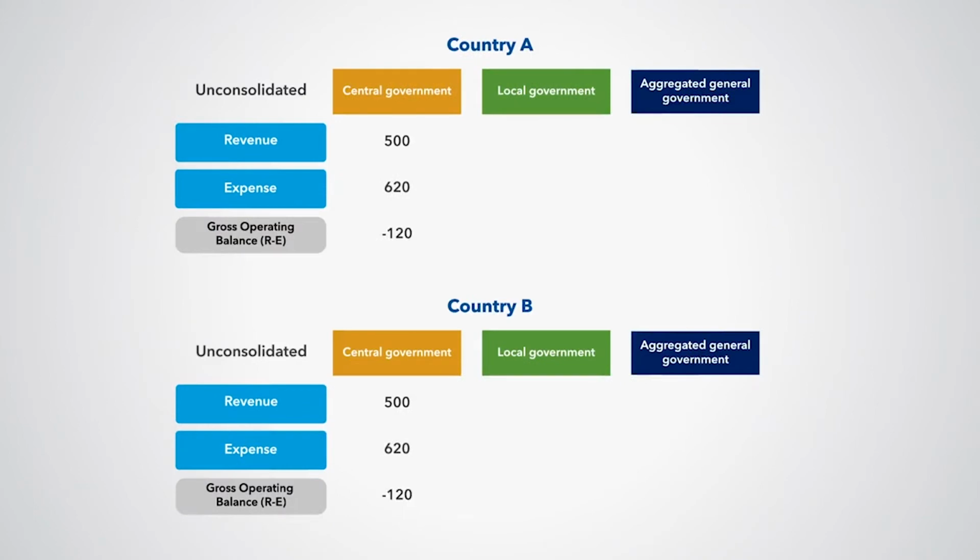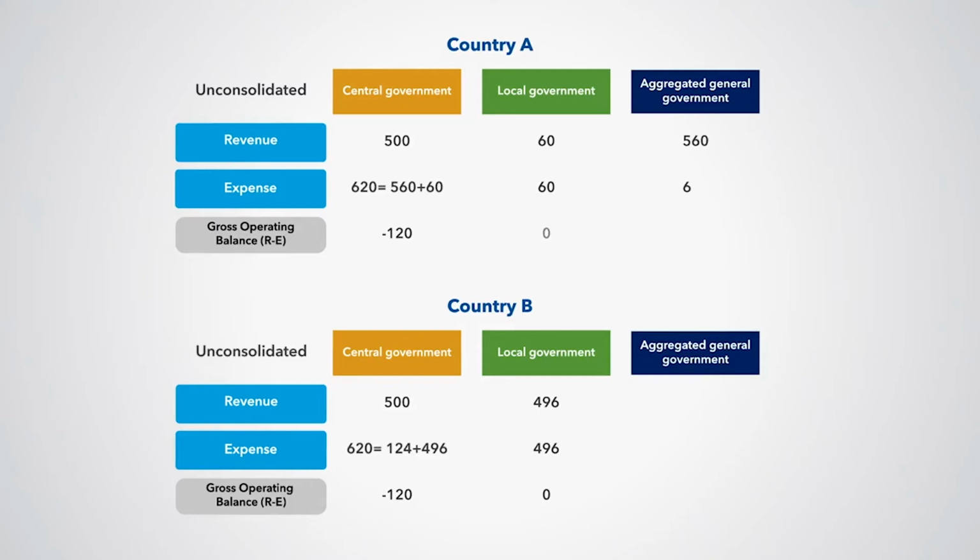The central government of country A spends 560 directly and transfers 60 to its local governments, which spend the whole amount, whereas the central government of country B spends 124 directly and transfers 496 to its local governments, which spend the whole amount. By assumption, both sets of local governments have no revenue of their own other than the transfers from the central government, and they don't have access to borrowing.